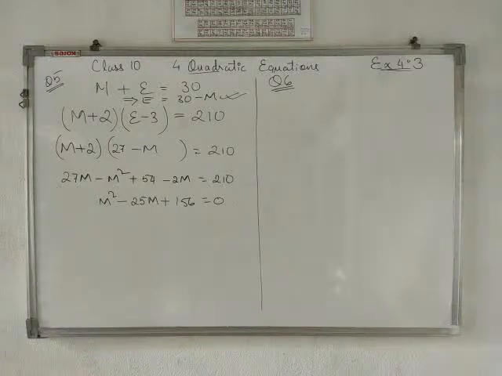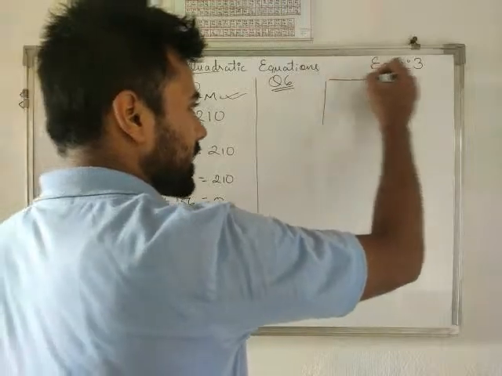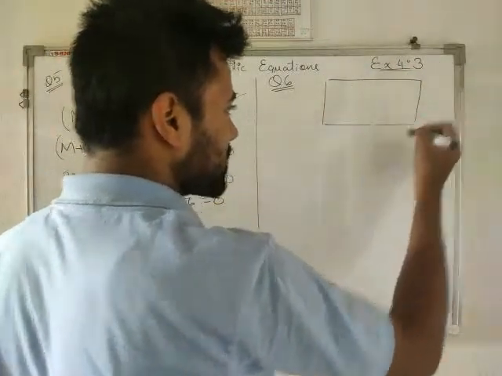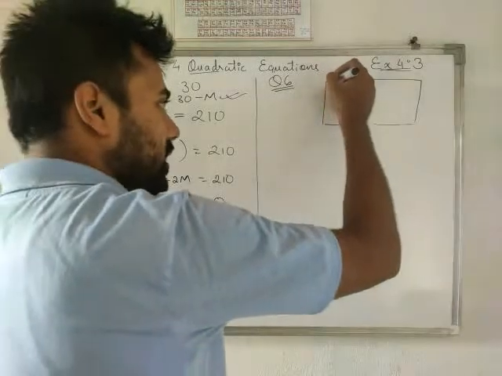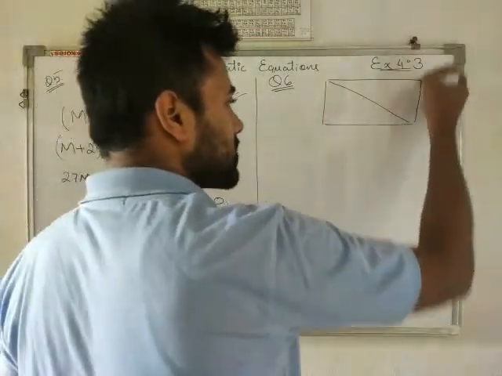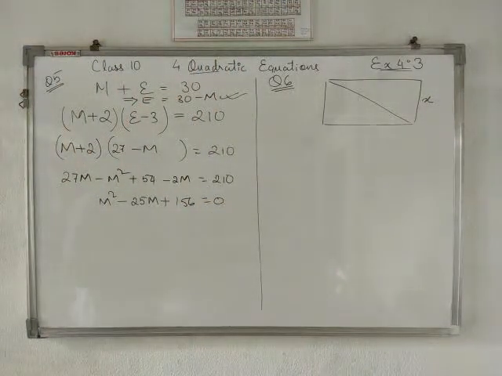Question number 6. It is said that the diagonal of a rectangular field is 60 meters more than the shorter side, if the longer side is 30 meters more than the shorter side. So everything is compared with the shorter side only. So this is a rectangle. You don't have to draw the rectangle, you just write the statement part here. And this is the diagonal. Since this is the shortest side, I will take it as x because every statement is given with the shorter side only.